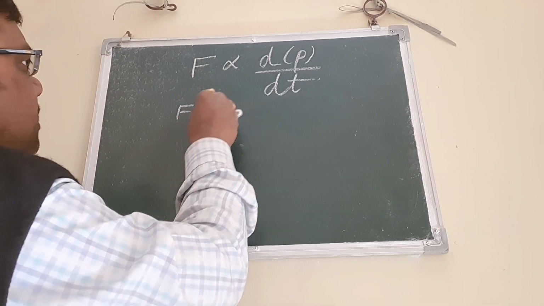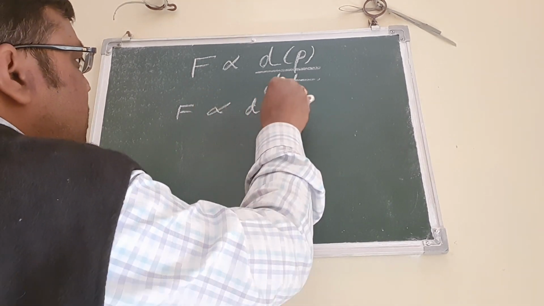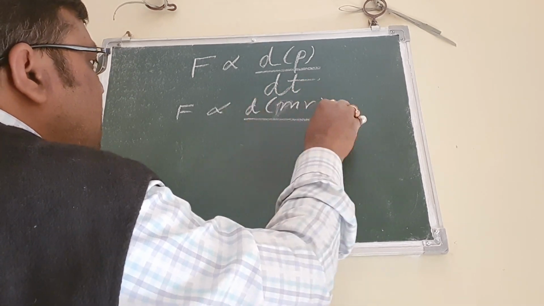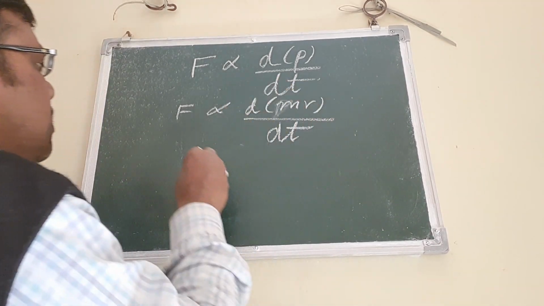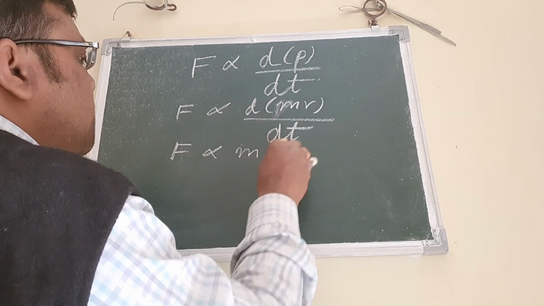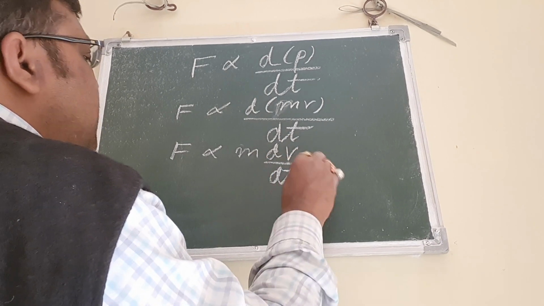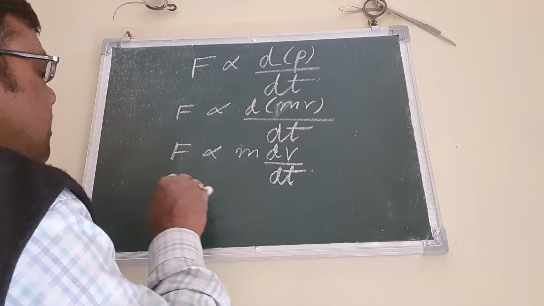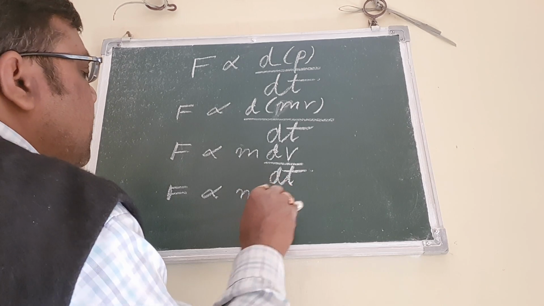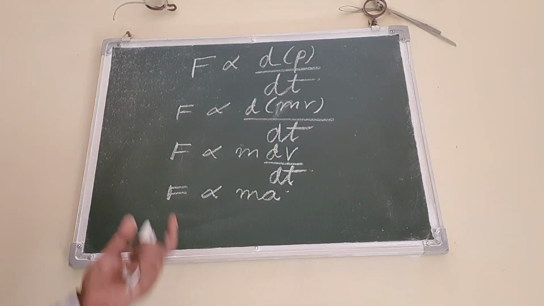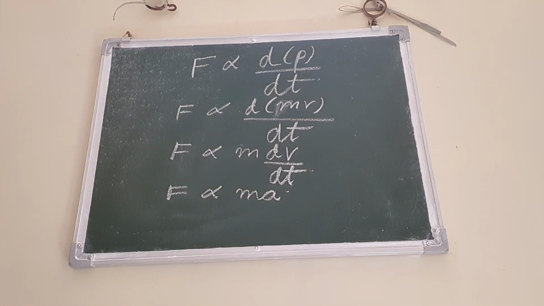So we can write p, the momentum, as mv, the product of mass and velocity, upon dt. Mass is constant, so it comes out of the differentiation. So it is m dv upon dt. dv upon dt is the rate of change of velocity, and the rate of change of velocity is acceleration. So we can write F is directly proportional to ma, where a is the acceleration of the body, m is the mass of the body, and F is the force being applied on the body.